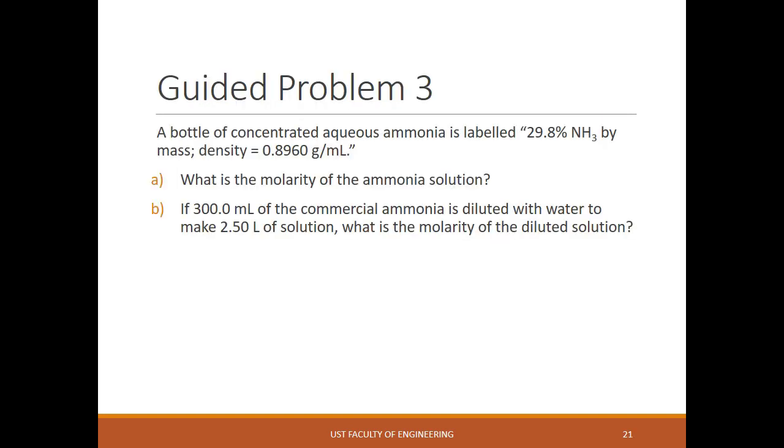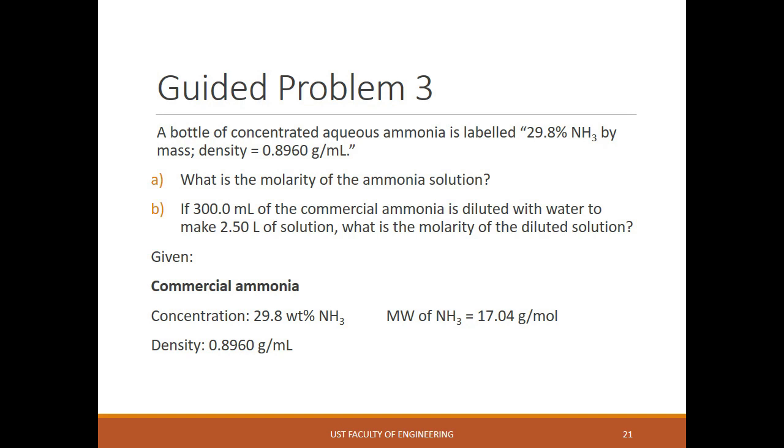Guided problem 3. A bottle of concentrated aqueous ammonia is labeled 29.8% ammonia by mass. Density is equal to 0.8960 grams per mL. A, we are asked to determine the molarity of the ammonia solution, and B, if 300 mL of the commercial ammonia is diluted with water to make 2.5 liters of the solution, what is the new molarity of the diluted solution?